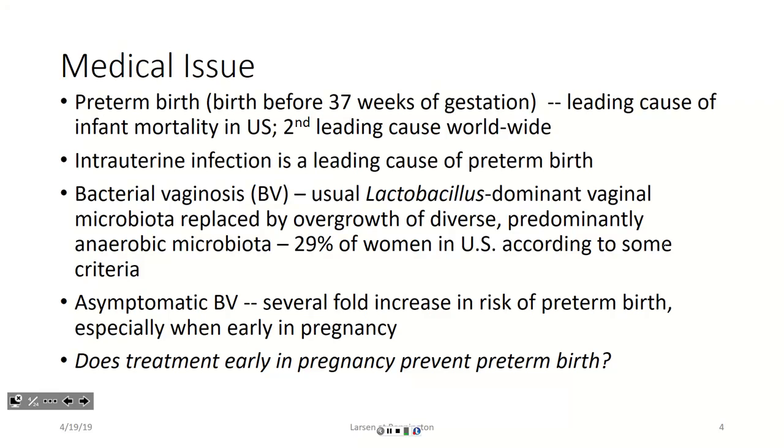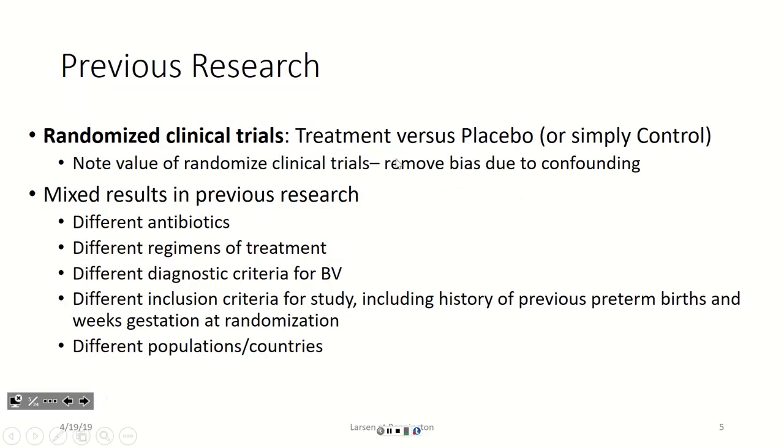Now, if a woman's symptomatic, you treat. If she's coming in with pain and other symptoms, they probably give antibiotics to avoid that infection. And so there's been a bunch of randomized clinical trials. There are a number of observational studies too, but we were focusing on clinical trials because that's a better standard of proof. So there's some treatment versus placebo, or sometimes simply control.